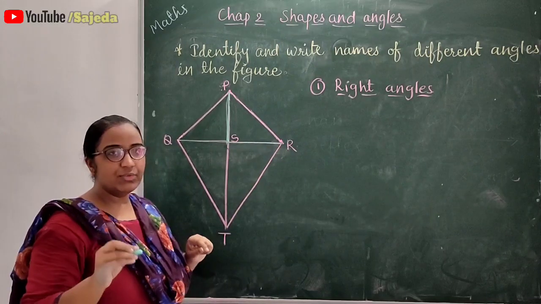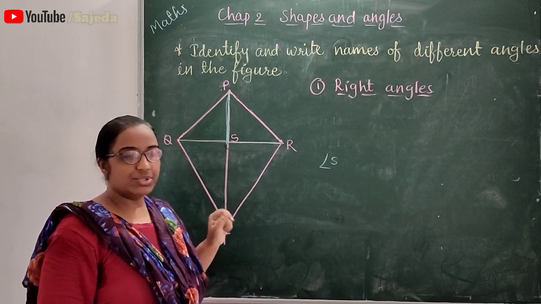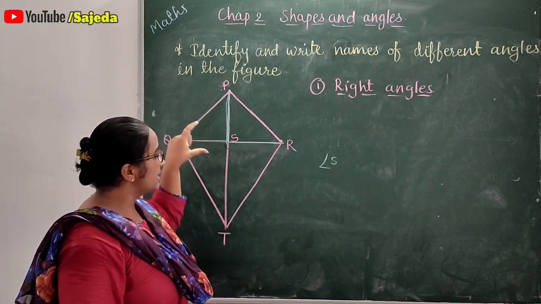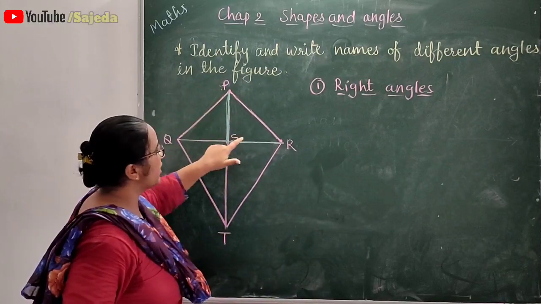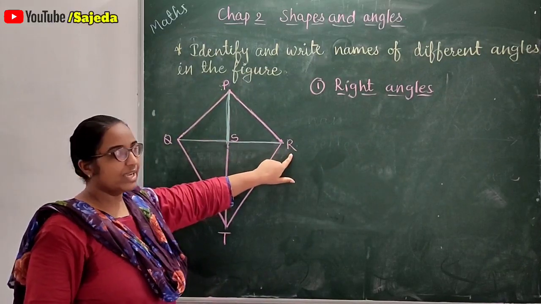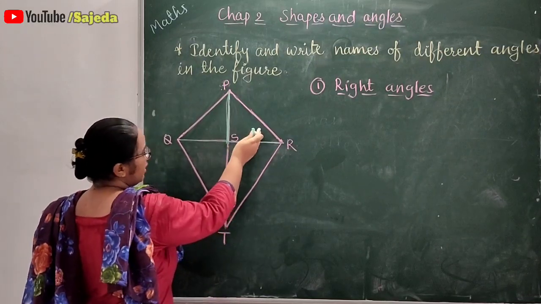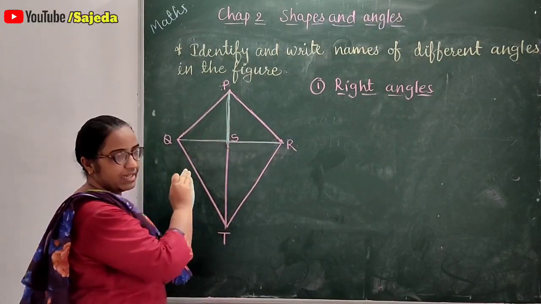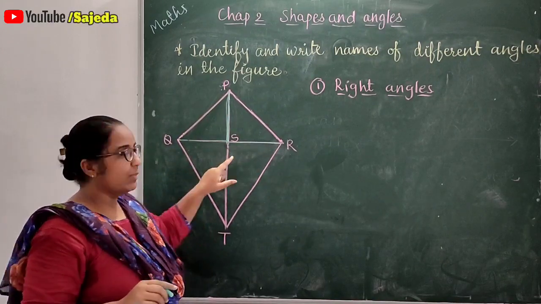So if you write only vertex for all these four right angles, you will write only S. So if you are given this type of figure, prefer to write the name with all these three alphabets so that you can differentiate. Okay, this one is this right angle, this right angle. So prefer to use all these three alphabets to write the name of an angle.